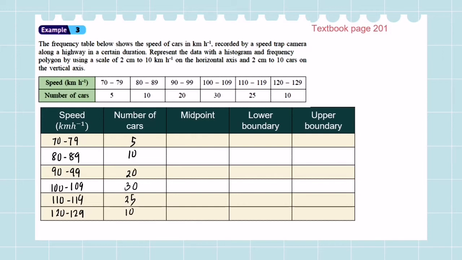Do you still remember how to find the midpoint? The lower limit plus upper limit divided by 2. So now the midpoint, you have the decimal, which is 74.5. Okay, so you repeat the same thing, you will obtain 84.5, 94.5, 104.5, 114.5, and 124.5.